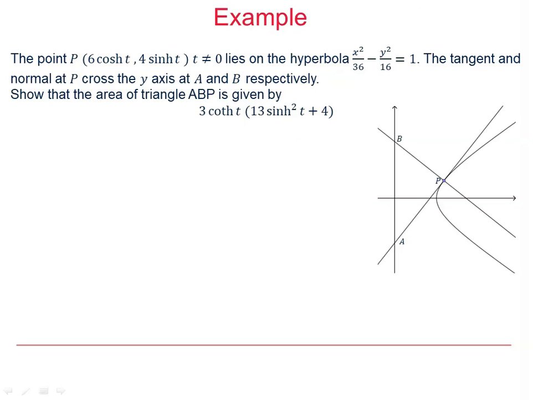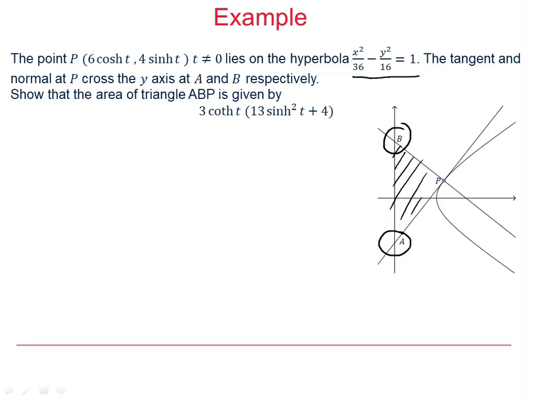Well, here's an example that uses those ideas. We've got a point P on a hyperbola which is (6 cos t, 4 sin t), and the equation of the hyperbola is given as x squared over 36 minus y squared over 16 equal to 1. We're told that the tangent and the normal cross the y-axis at A and B, so the tangent crossing at A and the normal at B. We're asked to find the area of the triangle formed by P, A and B.